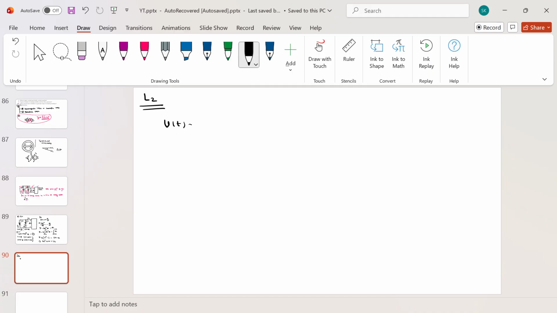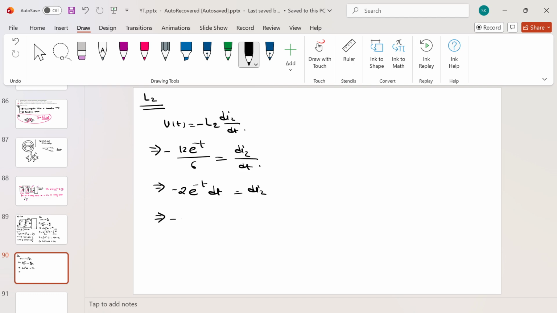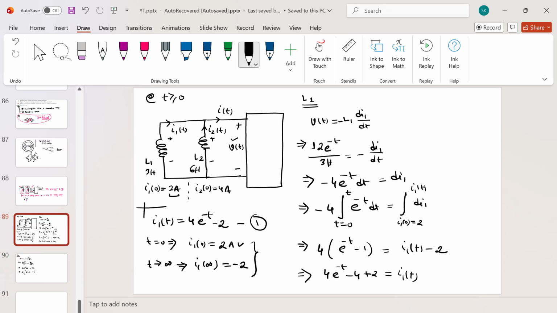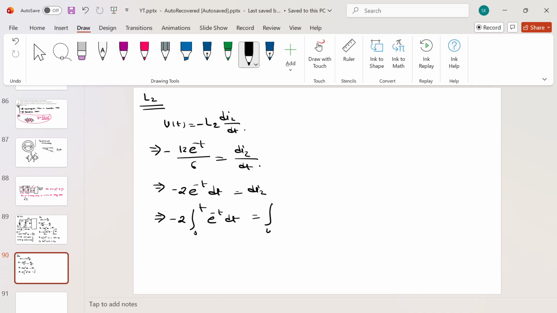Same, v of t is equal to minus L2 di2 by dt. Minus 12 e to the power minus t by 6 is equal to di2 by dt. Minus 2 e to the power minus t dt is equal to di2. Integrating minus 2 from 0 to t of e to the power minus t dt is equal to, the initial current was 4 ampere, right? So from 4 to I2 of t, di2.